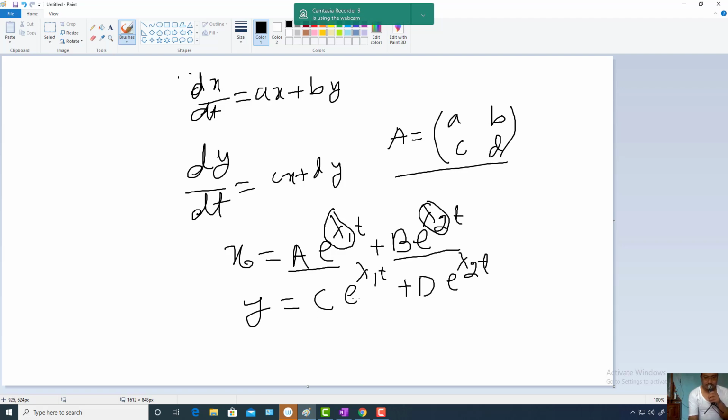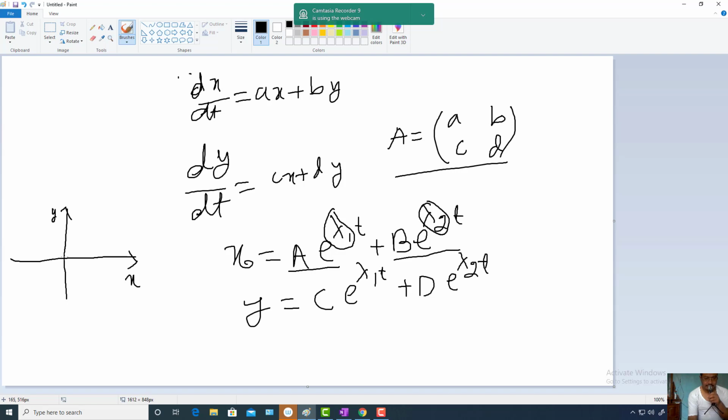Similarly, when lambda 1 and lambda 2 are positive, then y tends to infinity as t tends to infinity. So what is the situation in the phase curve? I'll give you an example. I will draw it in the software. As t tends to infinity, both the variables x and y, this is the y axis and this is the x axis, both tend toward infinity.